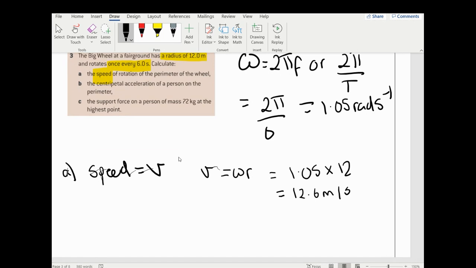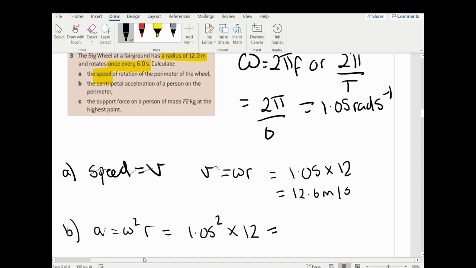The centripetal acceleration of a person on the perimeter. So I'm trying to find the acceleration this time. So a equals omega squared r. So that's going to be 1.05 squared times by 12, which is going to be 13.23 meters per second squared there. So again, finding that omega first is really, really useful. So that's the centripetal acceleration of a person.